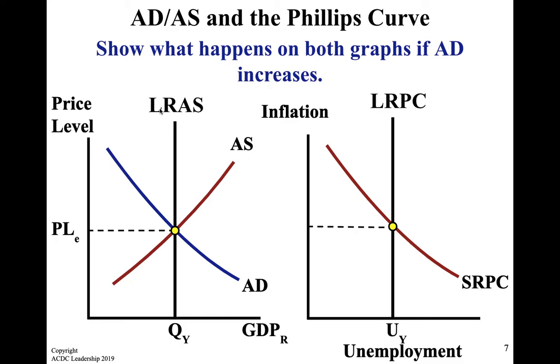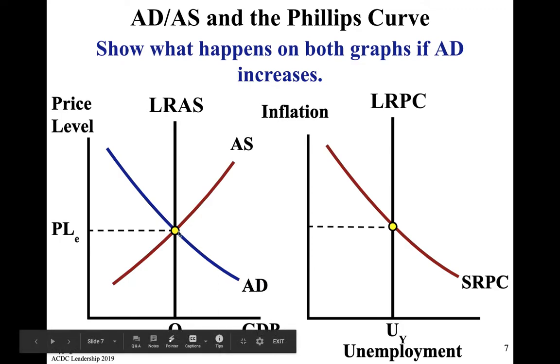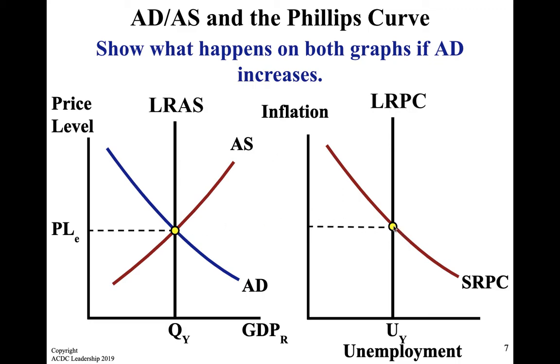Here's our aggregate supply, aggregate demand graph, and here's our Phillips curve. I would take a moment to pause this and draw both these graphs. Now, if aggregate demand increases, we're talking about demand, this curve right here, the blue one. Note the yellow dot right here is equilibrium. This is where we're at right now, and long run is at equilibrium also. So we're all right here, same thing.